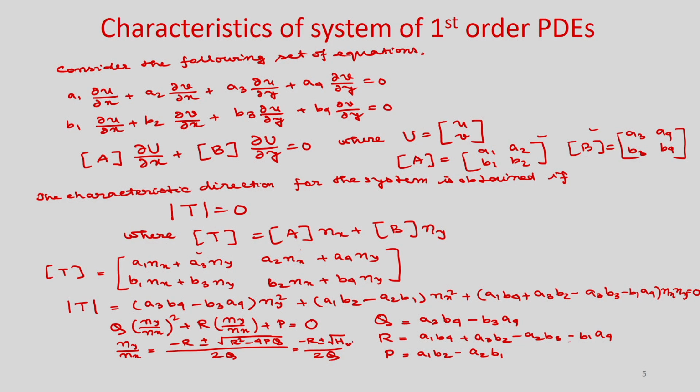So, here you can see whether this dy/dx will be complex or real and distinct from the value of h. Already we have defined that if h is greater than 0, then you have a hyperbolic equation. If h is 0, then it is parabolic, and if h is less than 0, then it will be complex. So, it will be elliptic.